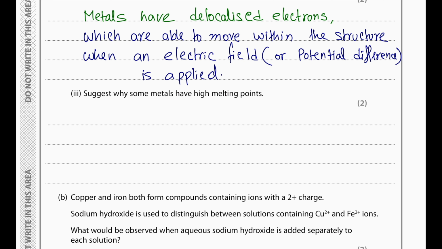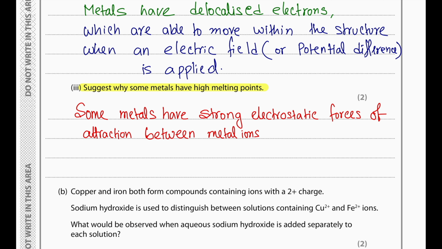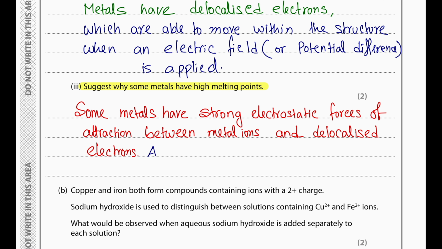Suggest why some metals have high melting points. Some metals have very strong electrostatic force of attraction between the positive metal ions and the delocalized electrons. So a large amount of heat energy is needed to overcome those attractive forces in order to melt that particular metal.